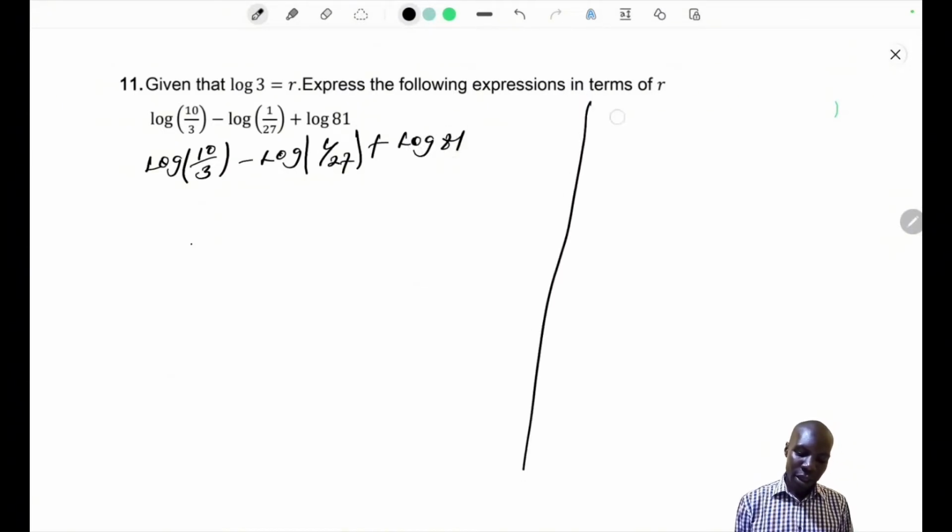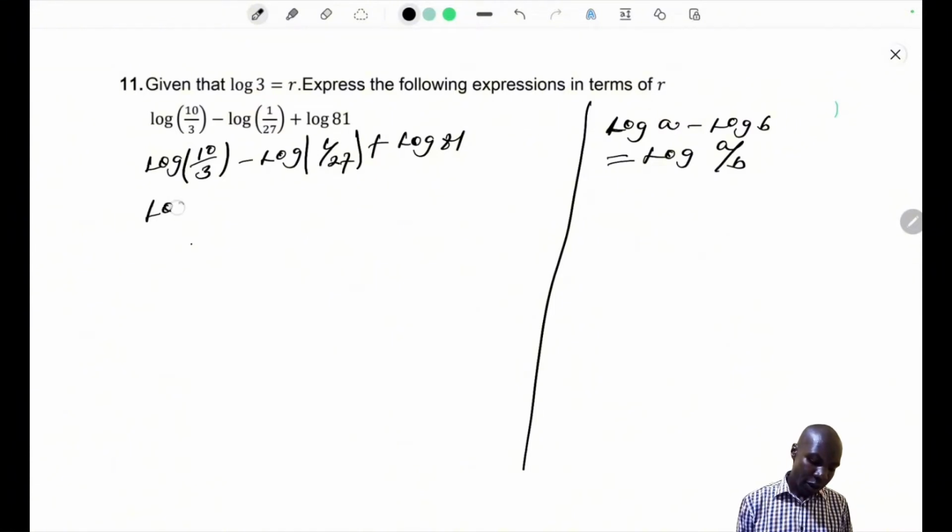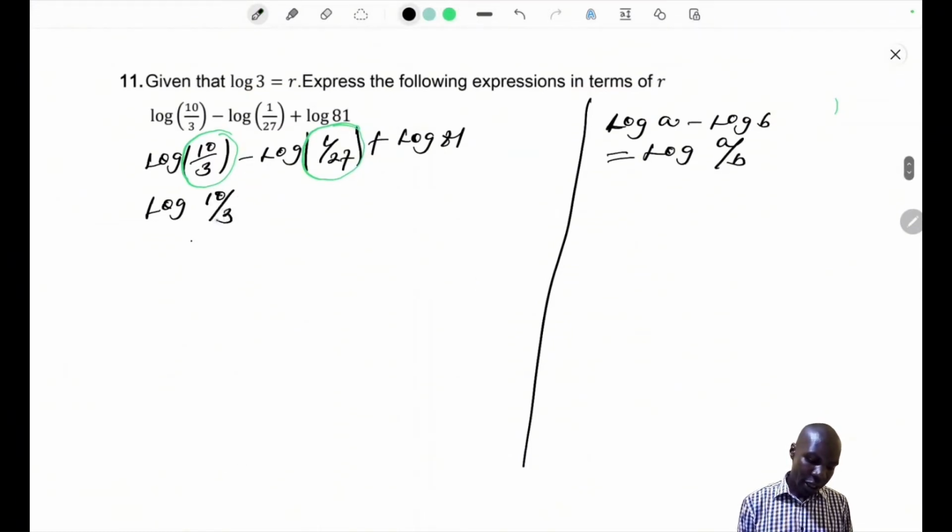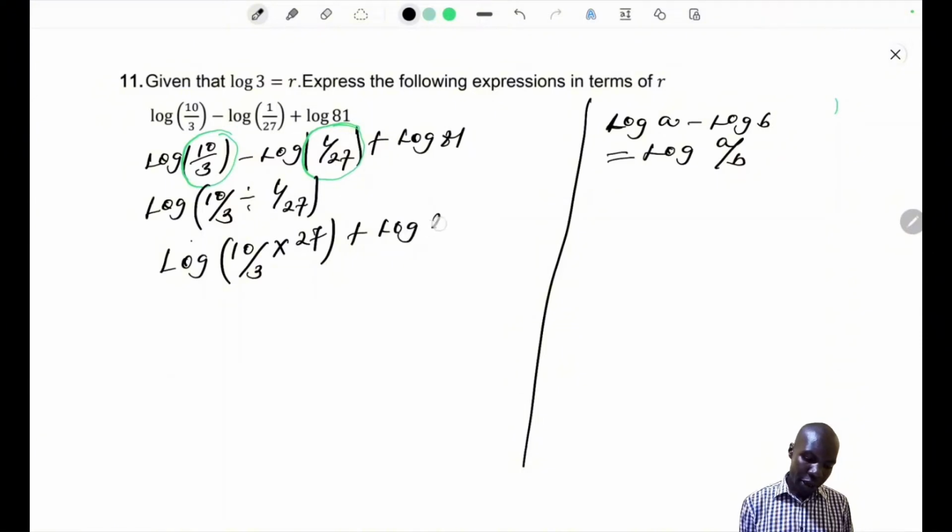We know that log of a minus log of b is equal to log of a over b. So log of 10 over 3 minus log of 1 over 27 can be written as log of 10 over 3 divided by 1 over 27. So that will give us log of 10 over 3 times 27. Then we add log of 81.